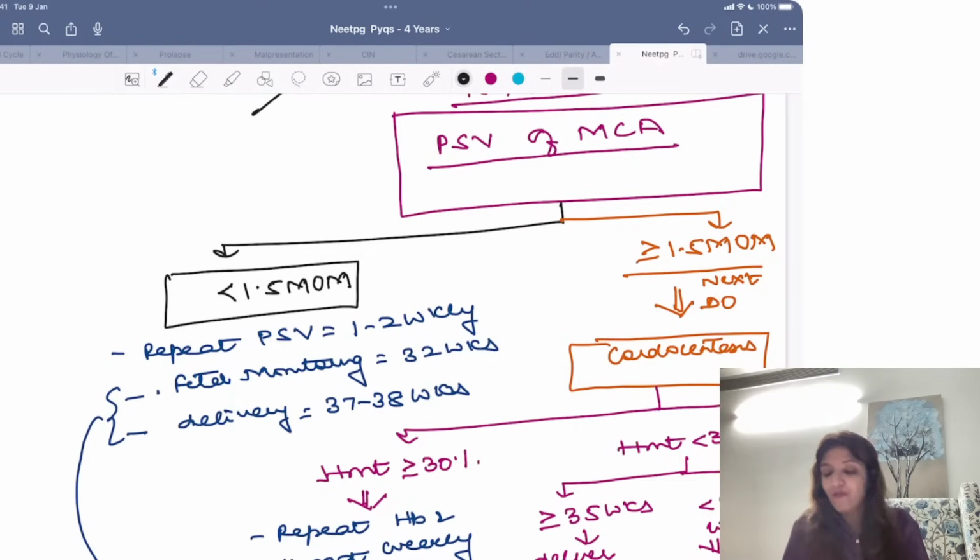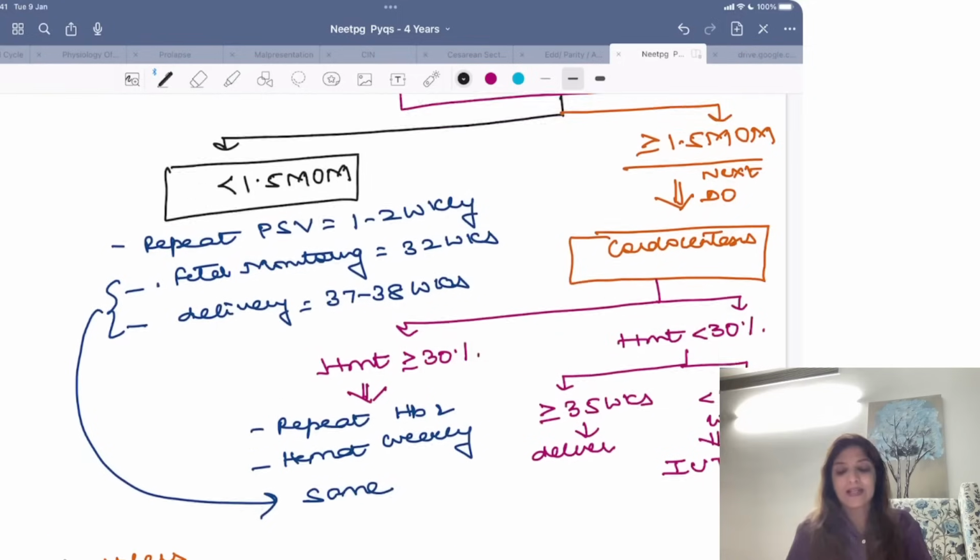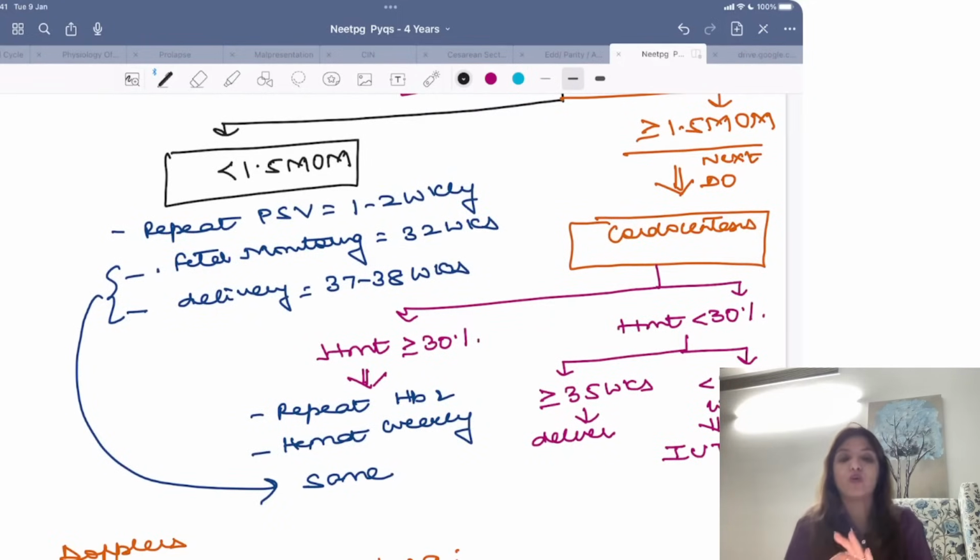Right? But if peak systolic velocity is more than or equal to 1.5 MoM, in that case, I need to know what exactly is the hemoglobin or hematocrit of the baby. So in that case, my next step becomes cordocentesis. I'm going to take cord blood and check the hematocrit of the fetus.